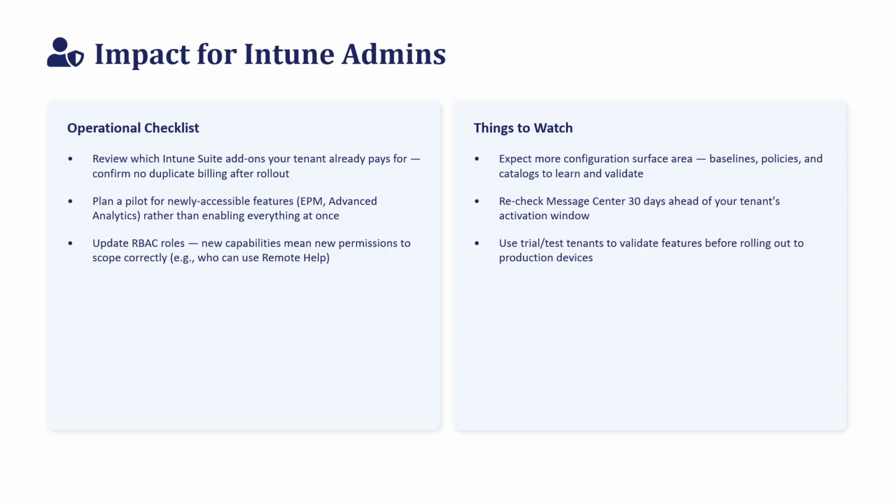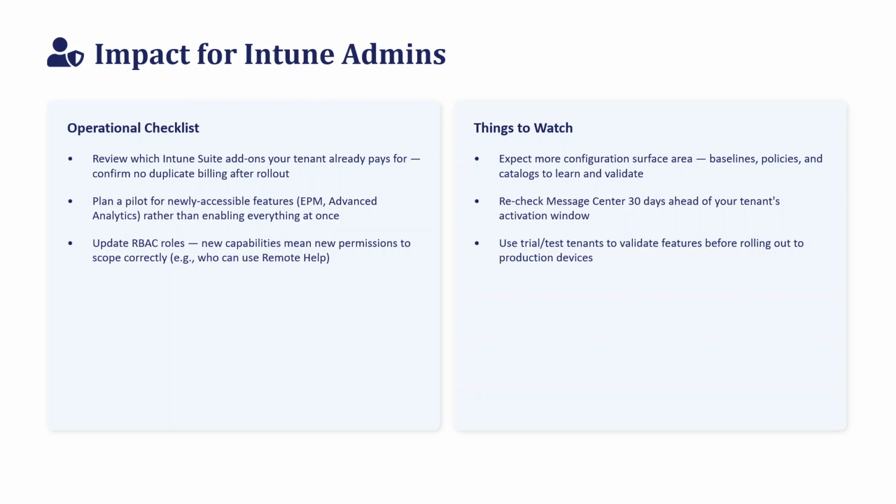Some important points for the Intune admins, operations checklist: review which Intune Suite add-ons your tenant already pays for, confirm no duplicate billing after rollout, plan a pilot for the newly accessible features like EPM and advanced analytics rather than enabling everything at once. Update RBAC roles, new capabilities means new permissions to scope correctly. Example, who can use Remote Help, who can use the EPM, right? So check your existing RBAC configuration and update it as per the new capabilities.